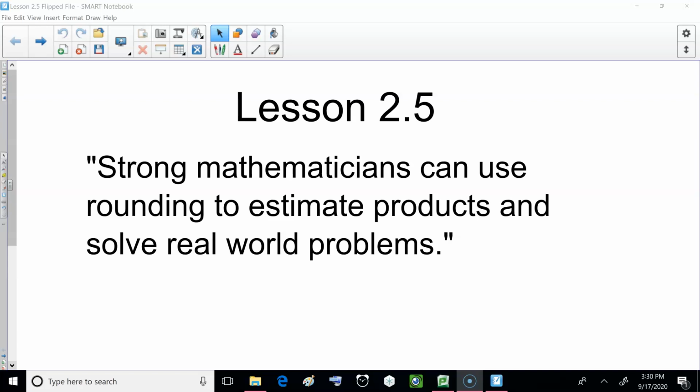Welcome class, today's lesson 2.5. Strong mathematicians can use rounding to estimate products and solve real-world problems. So using our skill of estimation and rounding to help us with our multiplication to see how we're doing. So that is the goal for the day. Stick out your paper, your notebook, your pencil, write today's date, and let's begin.